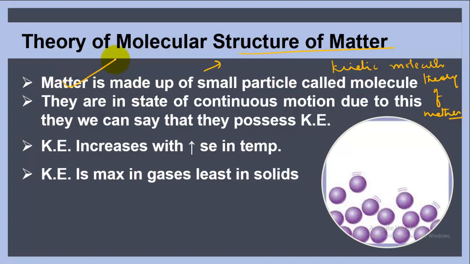Now we know that matter is made up of small particles, and those small particles are called molecules. The molecules are not stationary. They are always in a state of continuous motion. So we can say that because they are not stationary and they are always moving, they possess kinetic energy. Because we know that every substance which can move possesses kinetic energy. So here also the molecules are randomly moving. That is the reason they possess kinetic energy.